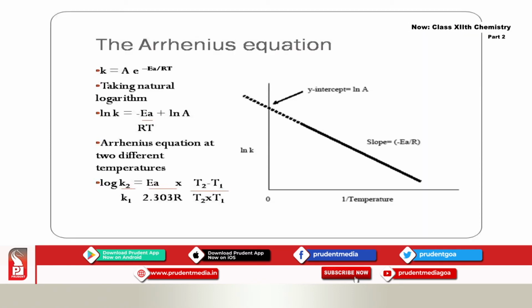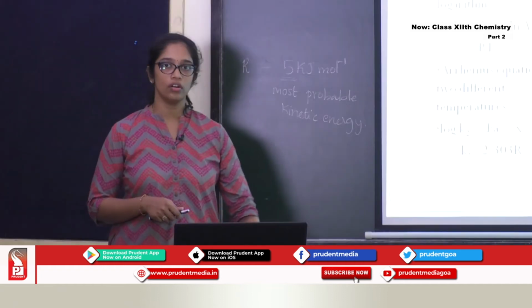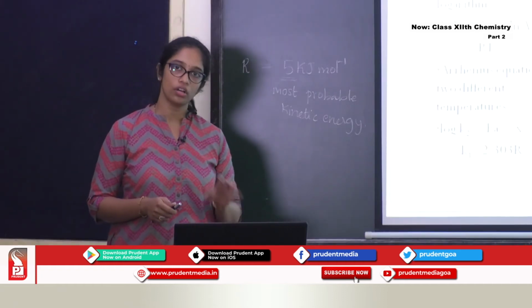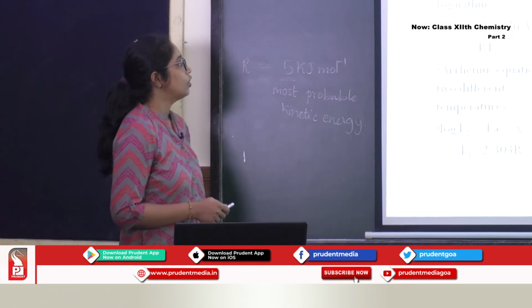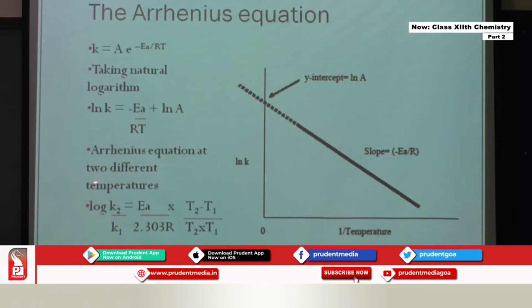So, according to the Arrhenius equation that we had seen earlier, which is k = A e^(-Ea/RT), if you take natural logs here, it becomes ln k = -Ea/RT + ln A. A here is known as the Arrhenius factor, a factor which is going to be constant for a particular reaction. Alright. Now, at two different temperatures, the equation gets modified as log(k2/k1) = Ea/(2.303 R) × (T2 - T1)/(T2 T1).